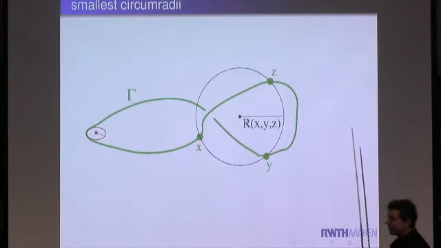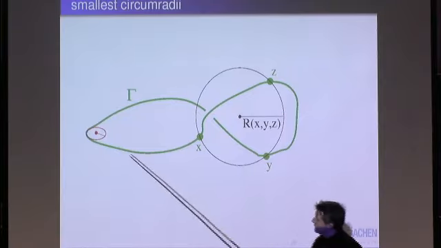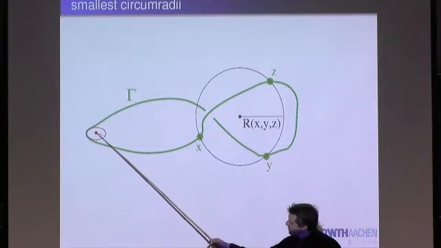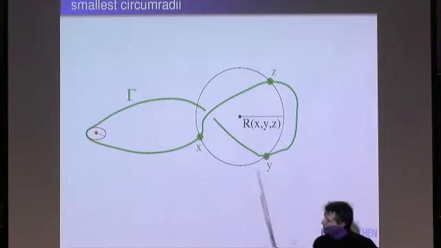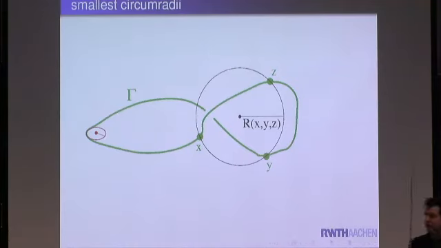So they were looking for the smallest circumradii. This might lead you to a limiting circle like this here, where you somehow capture the fact that the local curvature at that point is very high. There's the highest local curvature for this curve.